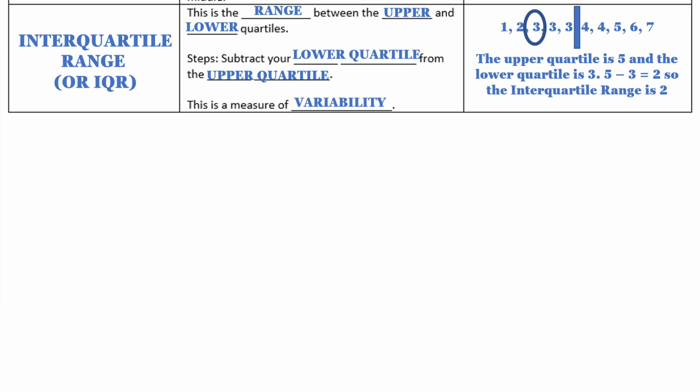Our lower quartile is 3 and our upper quartile is 5. So we should be able to find our interquartile range by taking those values and subtracting. 5 minus 3 is 2, so our interquartile range is 2.